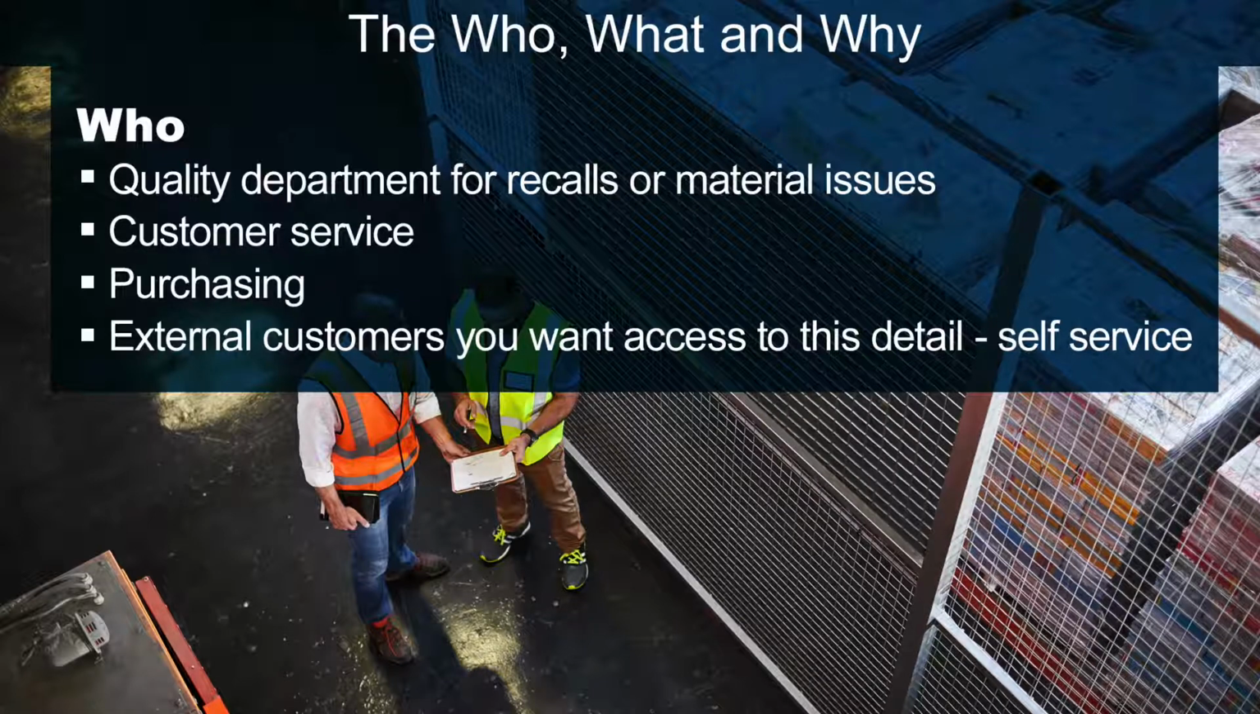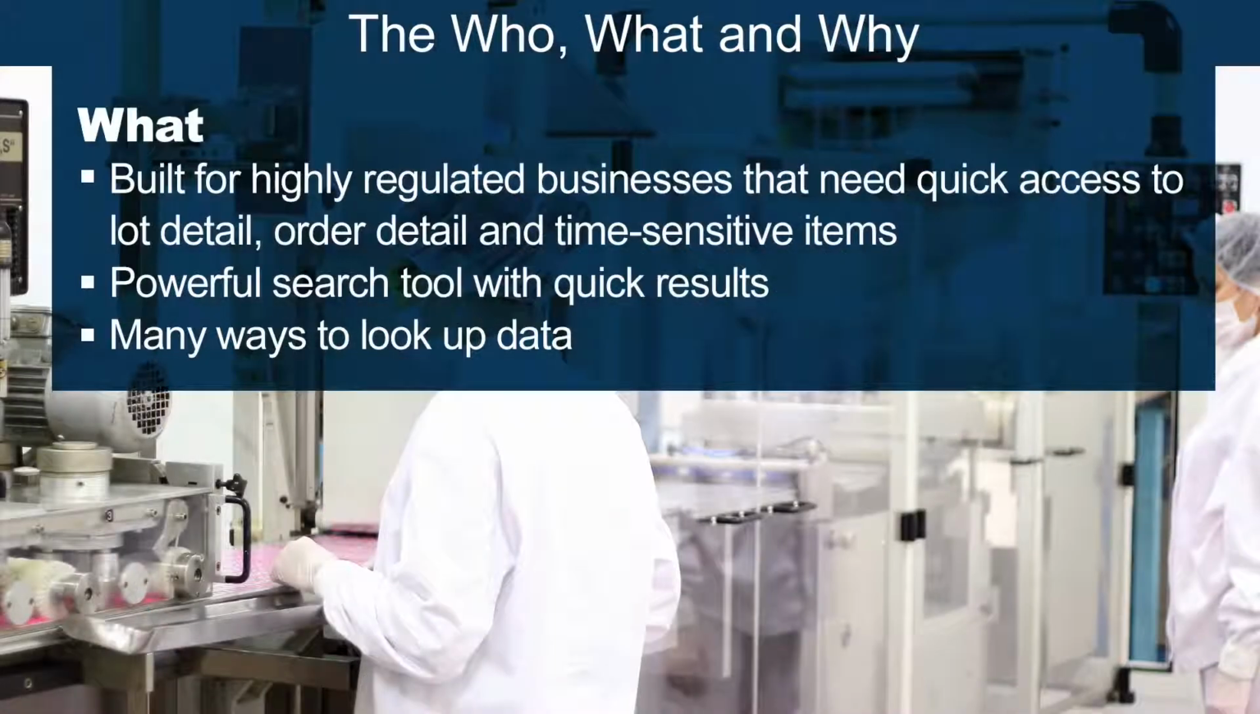Purchasing can use the time-sensitive material function to look up expired items in their system. Lastly, customers can use this as a self-service portal to look at order status and details, including work order and shipment information. Anybody in a highly regulated business that needs access to quick details, such as a lot order and expiring information, would use this Track and Trace tool. It provides quick results and is very similar to the current lot traceability tool from IQMS. It allows users to find and analyze details very quickly within the system.